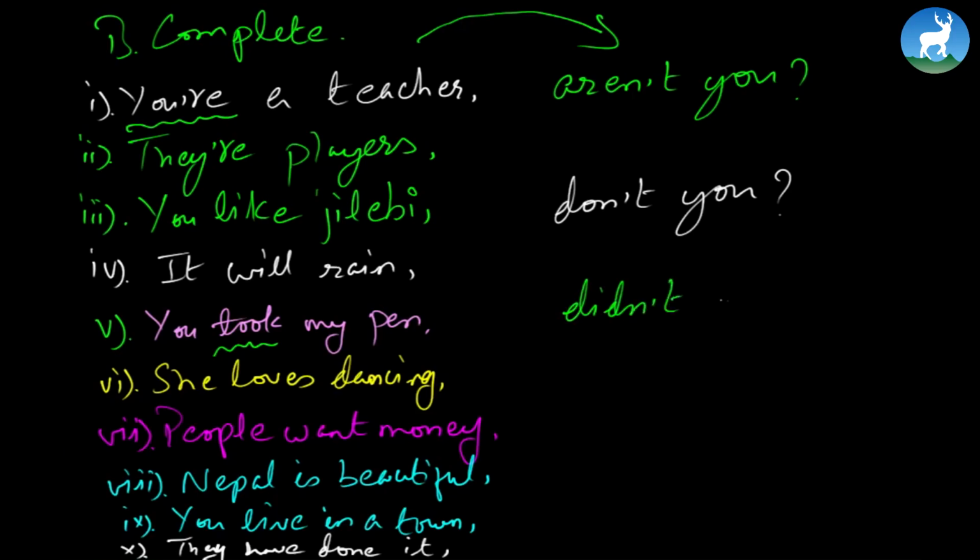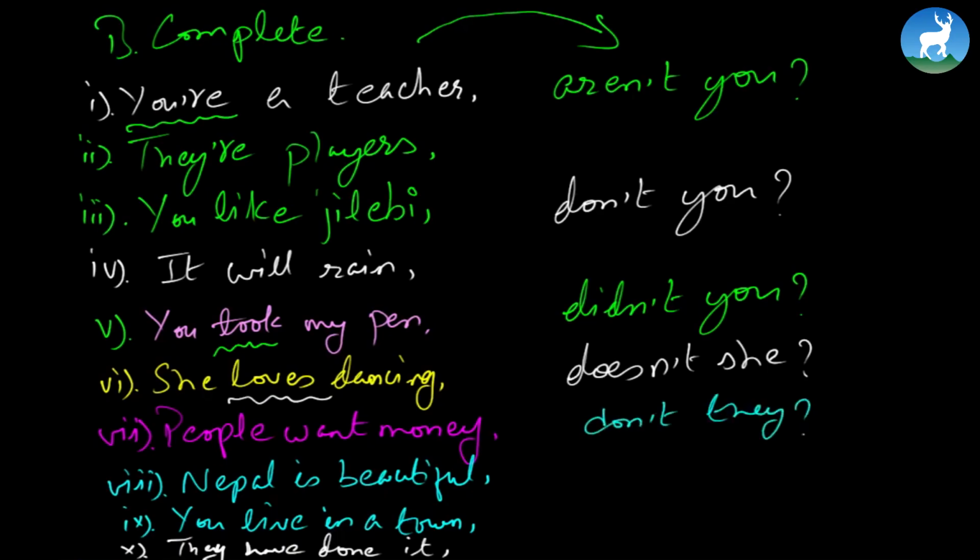Didn't. Why didn't? With this simple past. You took my pen. Didn't you? She loves dancing. Again, simple present. Look at this verb. Loves. It represents simple present here. She loves dancing, doesn't she? People want money, don't they? See, Nepal is beautiful. You can do it. You live in a town. I know you can do it. They have done it. I know, again, you can do it. The rest you can do in the classroom. All right, so a fairly easy exercise. I'm sure you got the concept of question tag.